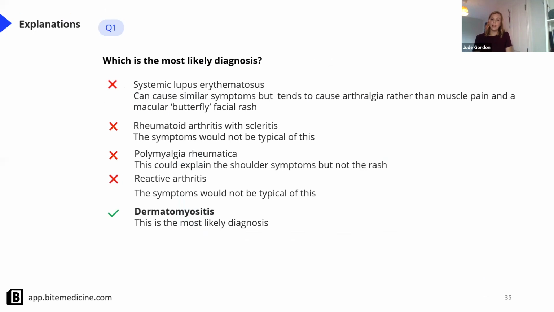The SLE can cause similar symptoms, so it's, as I say, not surprising that half of you there have gone for that. It can cause a very similar distribution of a butterfly type rash. The rash in dermatomyositis tends to be fainter and flatter, whereas the SLE rash can be fairly florid. And SLE, although it can also cause pain, tends to cause more joint pain rather than muscle pain, which is more common in dermatomyositis.